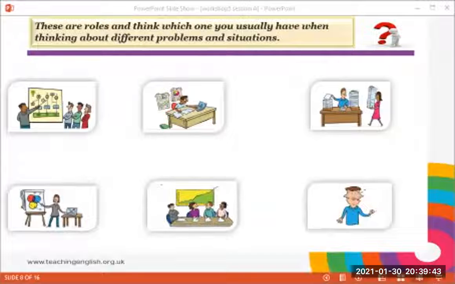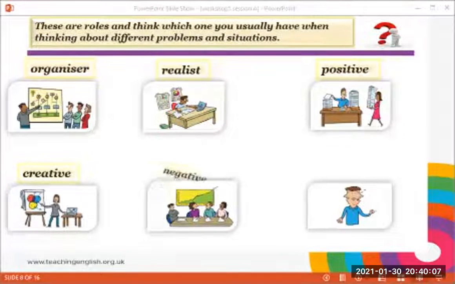What are the roles in thinking which you usually have when thinking about different problems and situations? We have some. What are your roles? The first one is organizer. The second one is realist, positive, creative, negative, and the last one is emotional. Please mute yourself. Okay, what do you think of organizer? What do you think of organizer? Organizer can do what? Go on, Miss Sola.